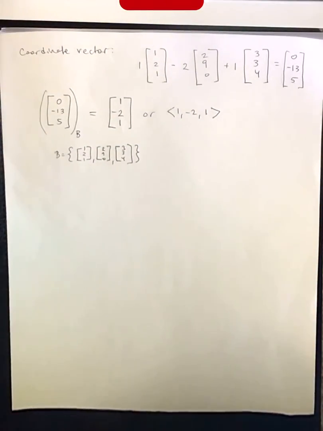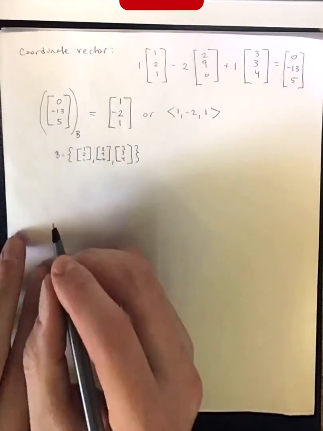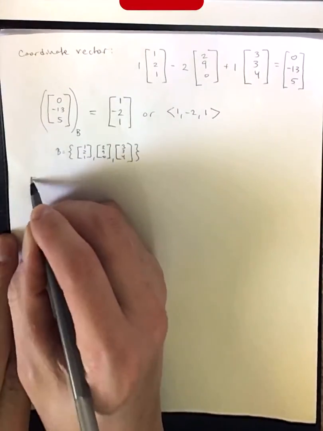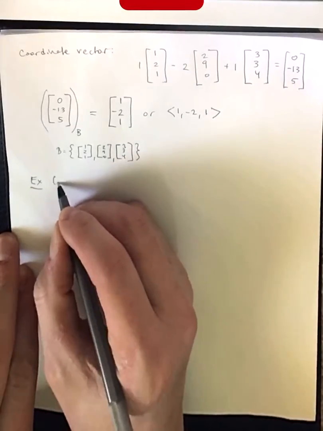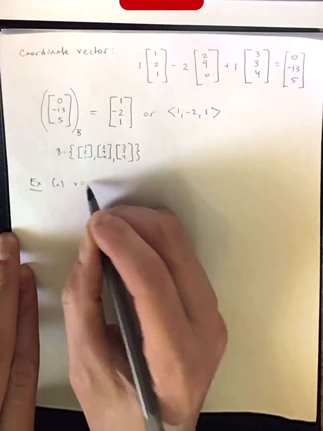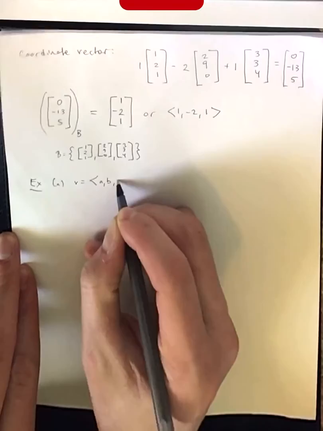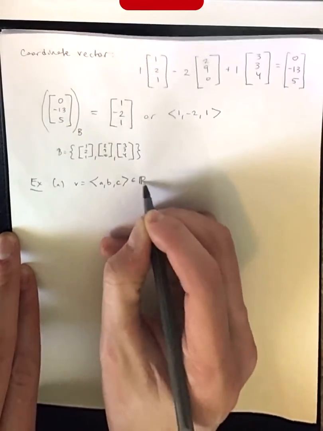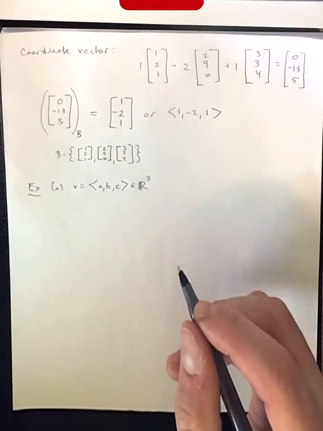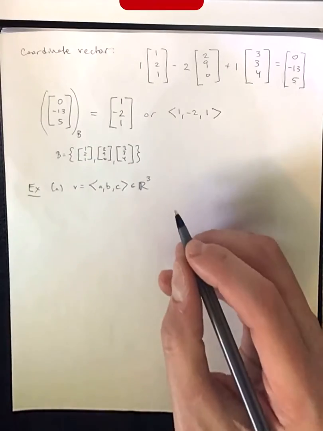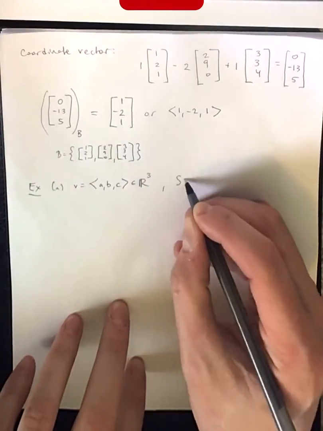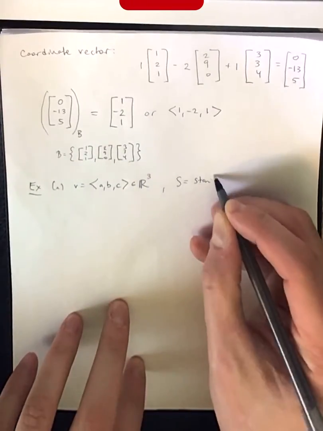And so what we want to do is see what the coordinate vector of each one of those would be. So in the example from the notes, for part A, let's take the vector ABC in R3, and let's find the coordinate vector relative to the standard basis.